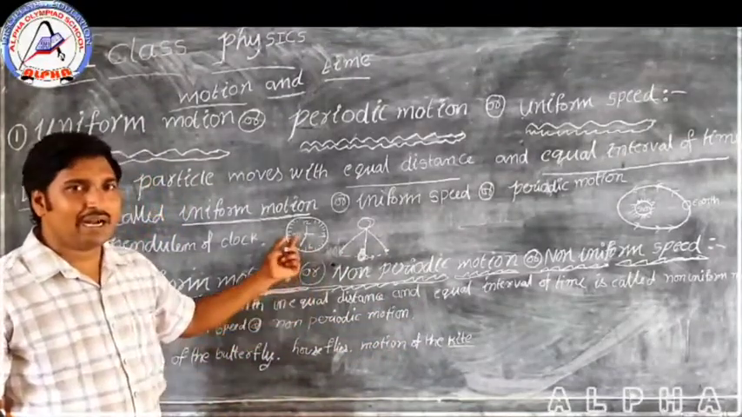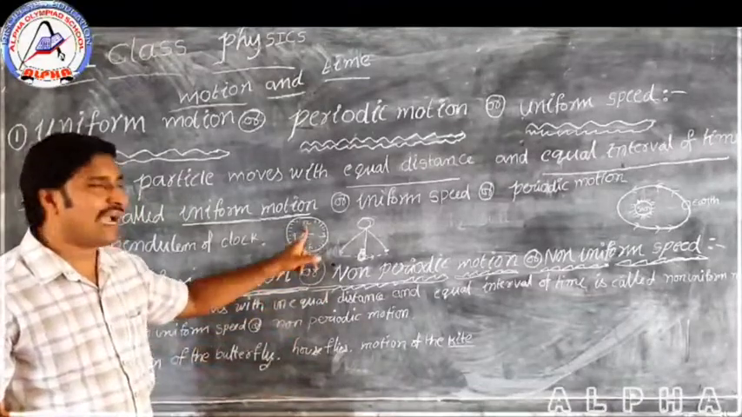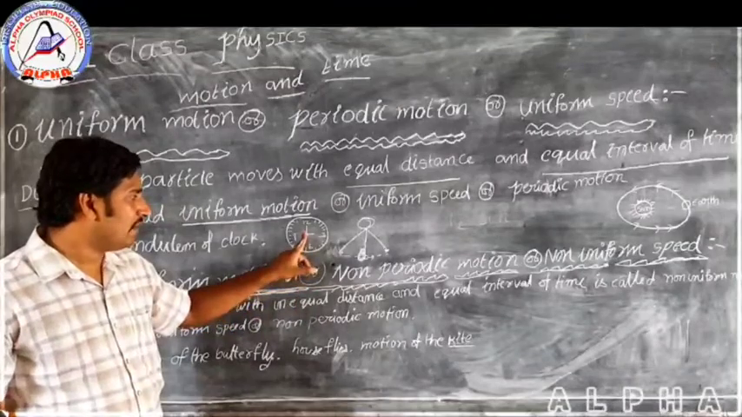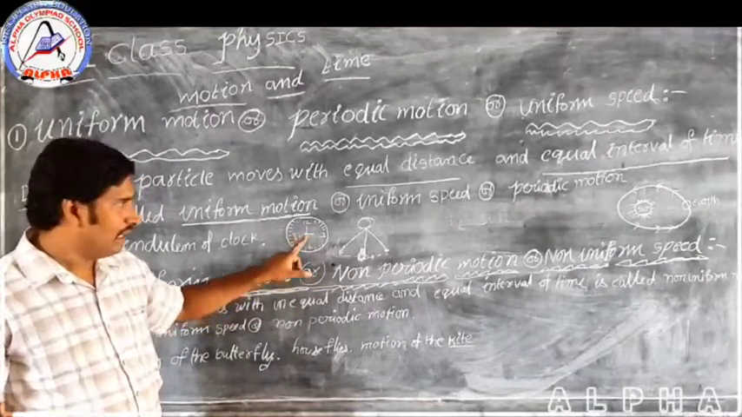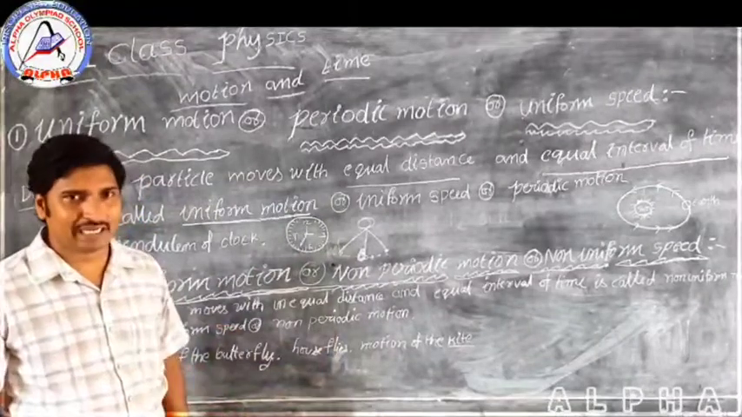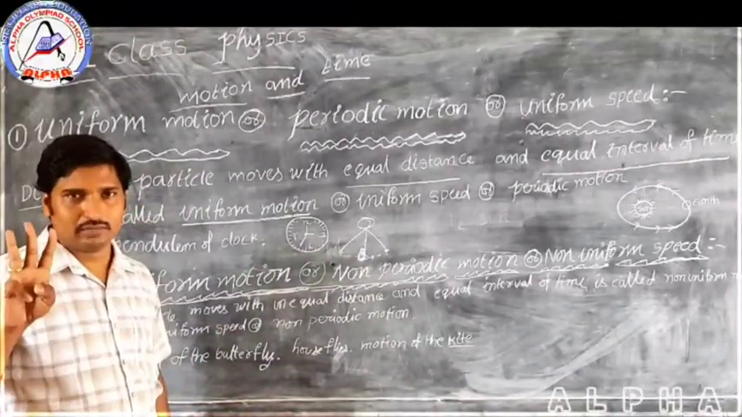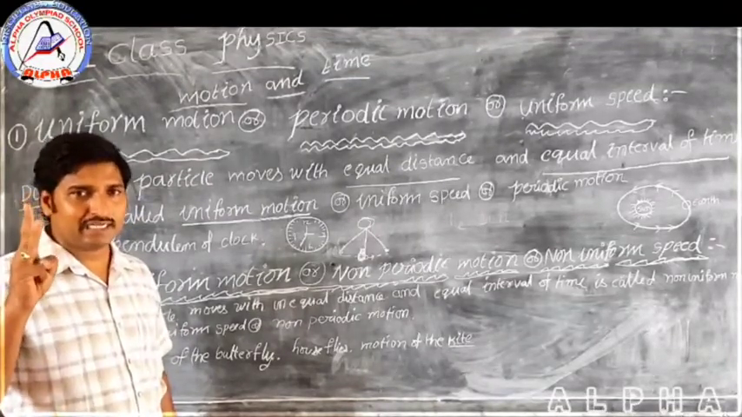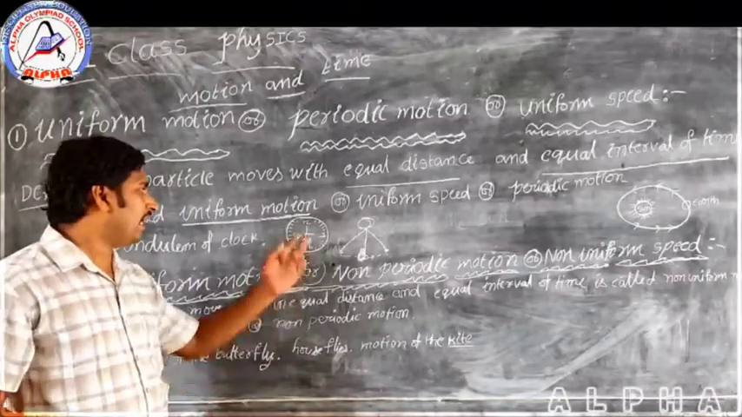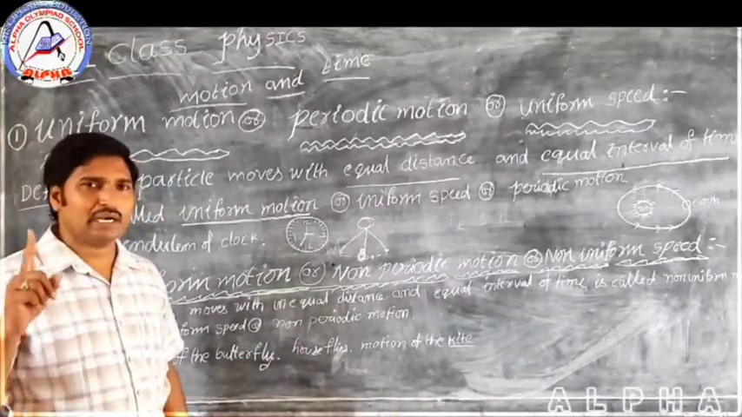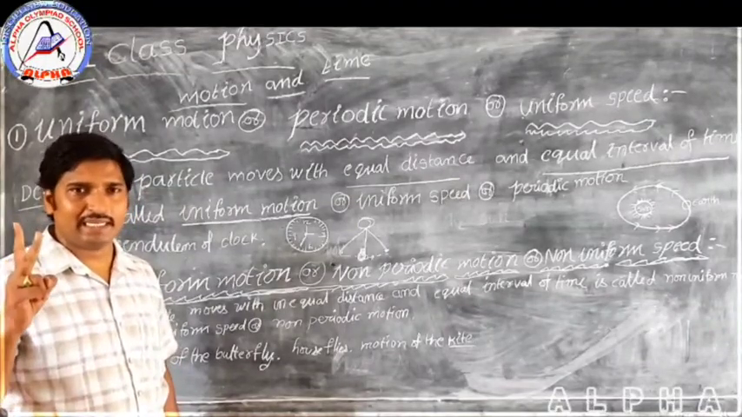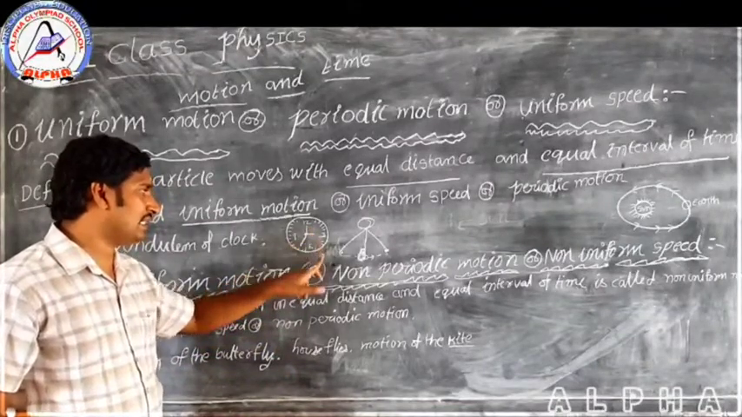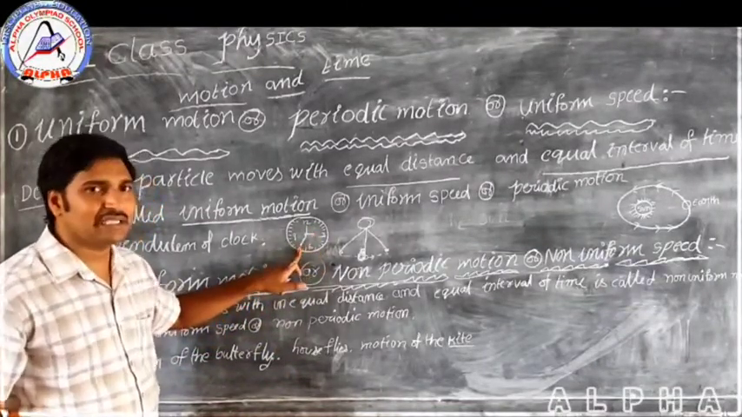Listen to me, children, another example of periodic motion is the clock. We have to observe the hour hand, minute hand and second hand. In every clock, how many hands are there? Three hands: the hour hand, the minute hand and the second hand. Any clock contains three hands. This is the hour hand, this is the minute hand, this is the second hand.